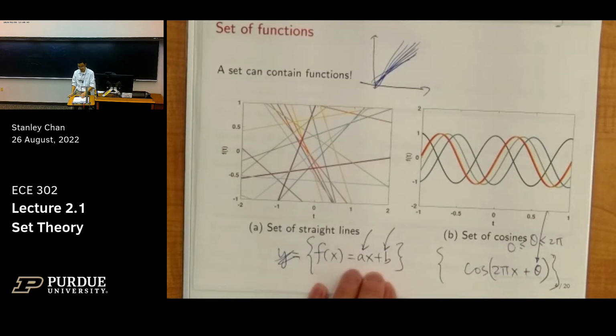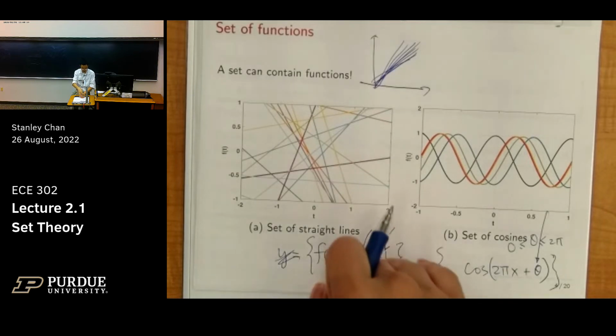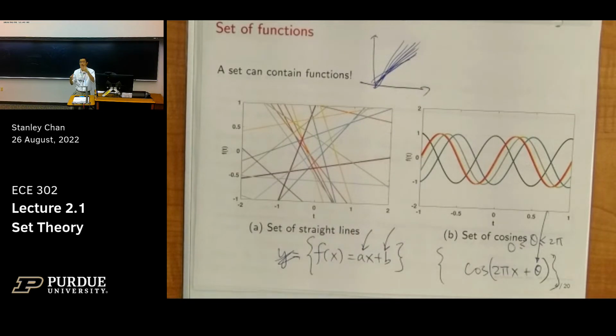Here, in this set of functions, a and b, this pair of numbers, are the source of randomness. I flip a coin, throw a die, and I can tell you the random realization of a and b. They will give you a different line. I give you a different theta, you get a different cosine function. So this is the definition of a set. The set can be very, very general. I see the question.